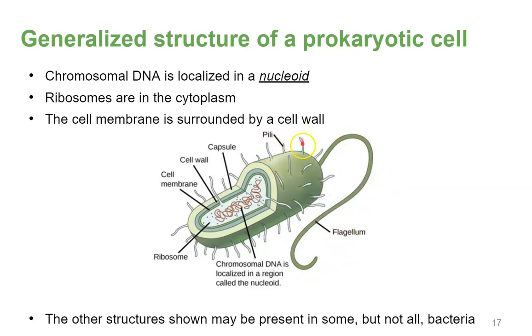Cilia are typically small, like these pili. Flagella are much larger. And then, let's see. I think that's all I wanted to go over. So again, not all prokaryotic cells have every single one of these components, but these are the things that you will most likely find on all of them.